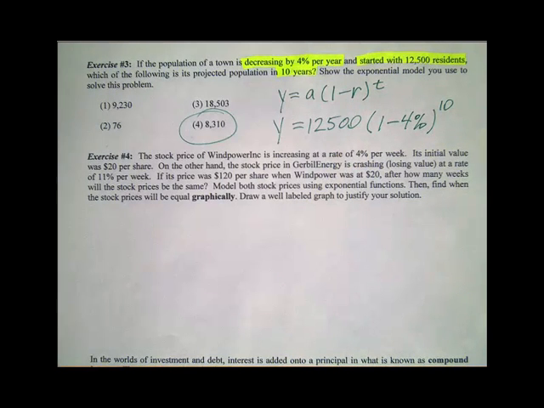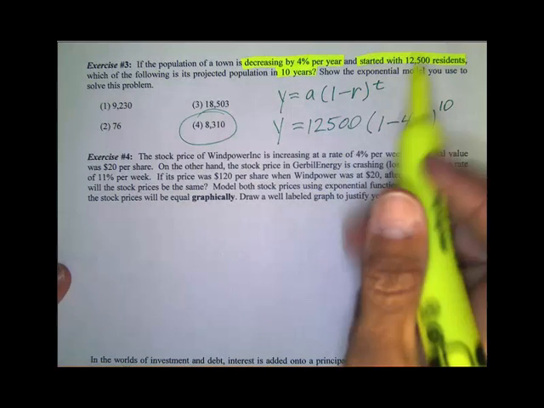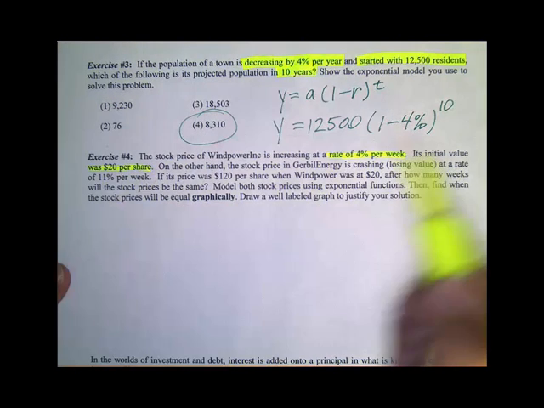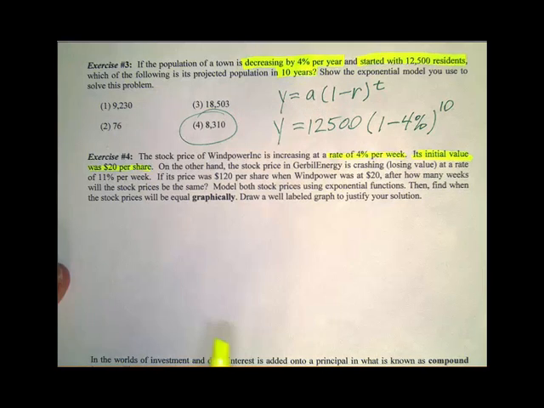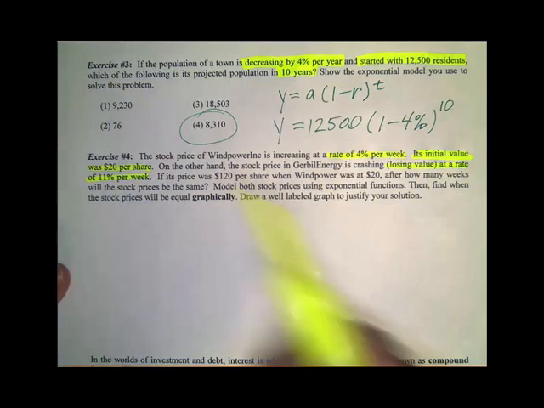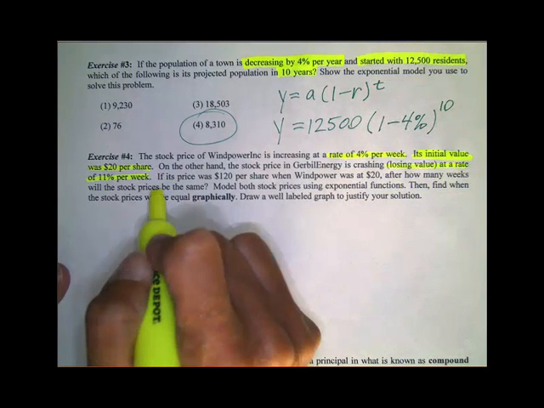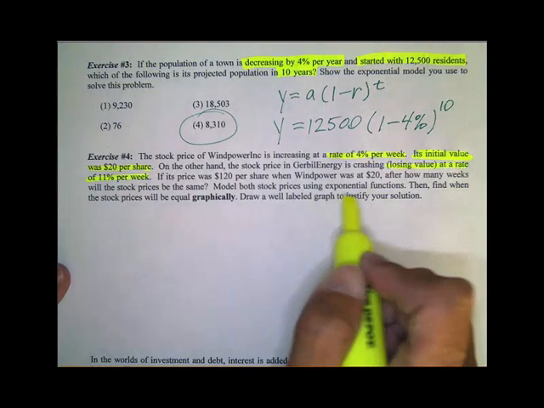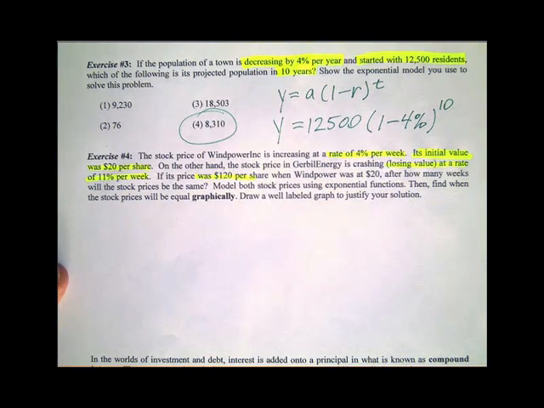All right, exercise 4. The stock price of Wind Power Inc. is increasing at a rate of 4% per week. The initial value was $20 per share. On the other hand, Durable Energy is crashing, so it's losing value at a rate of 11% per week, and its price was $120 per share when Wind Power was $20. They're telling me that's the initial. After how many weeks are they the same? And they're telling me to do this graphically.